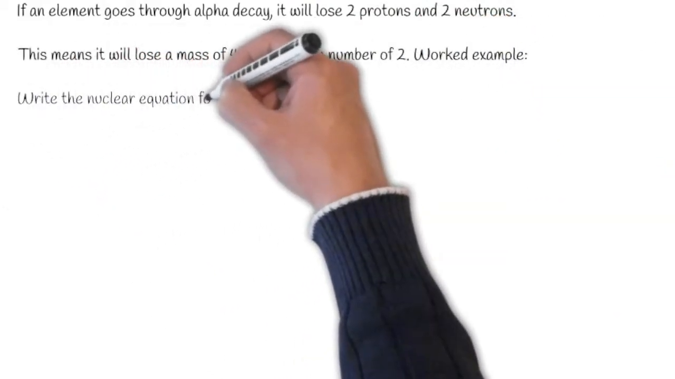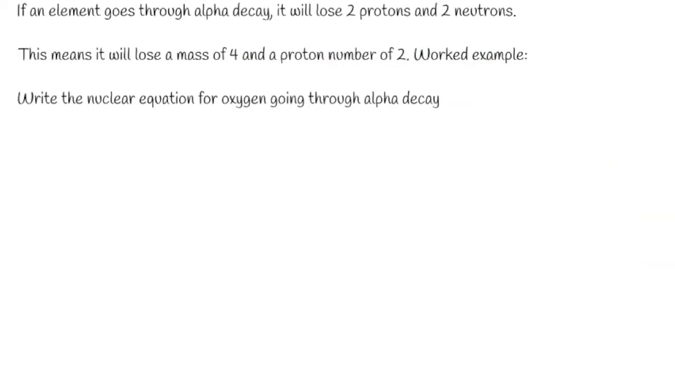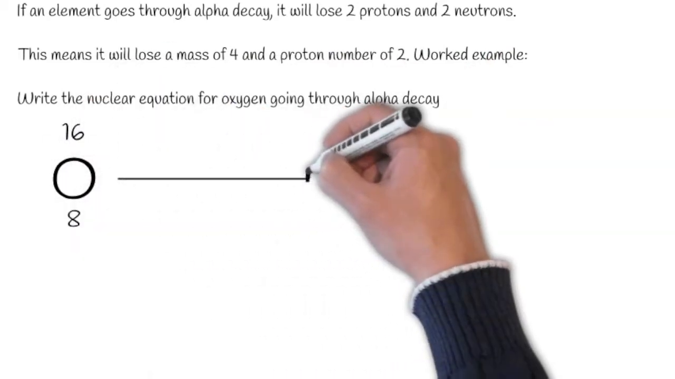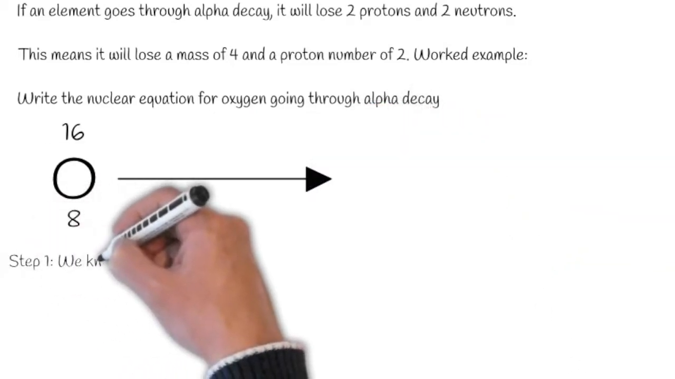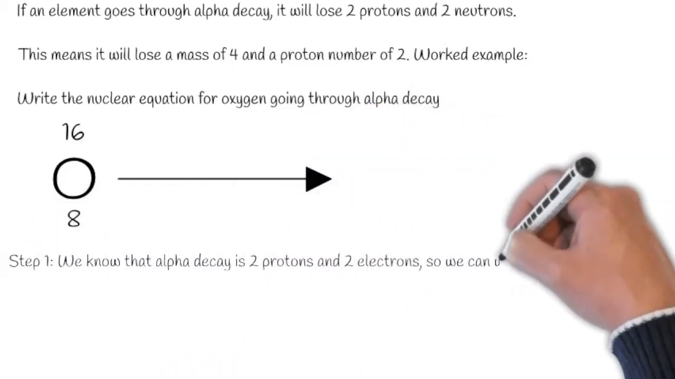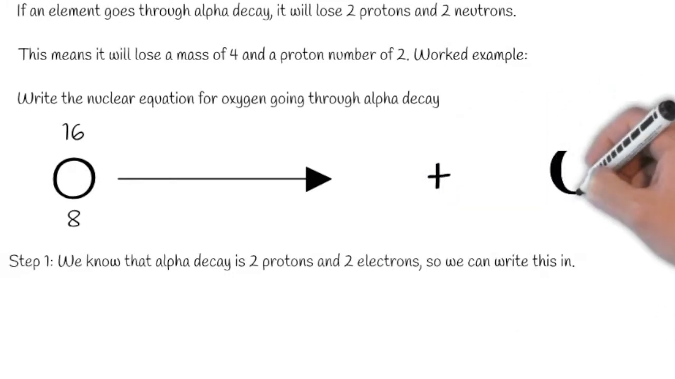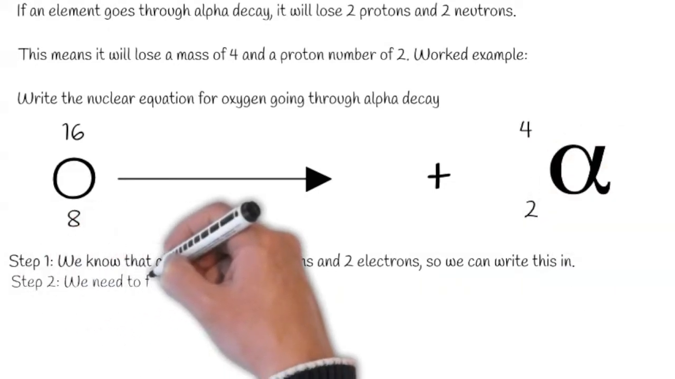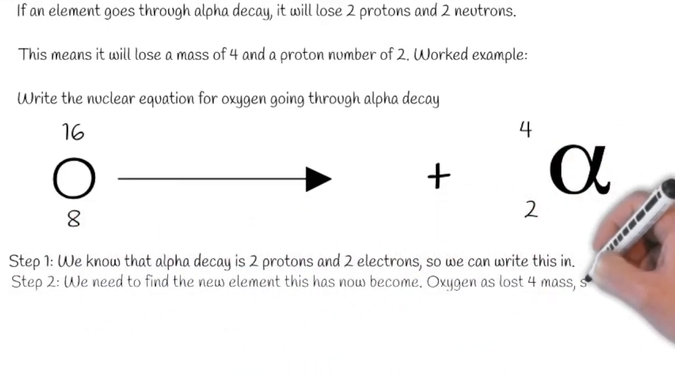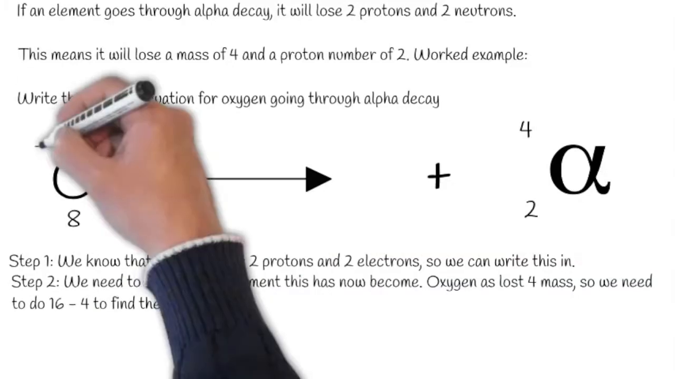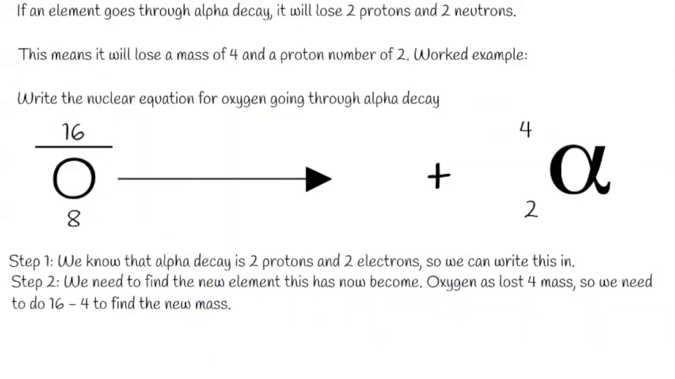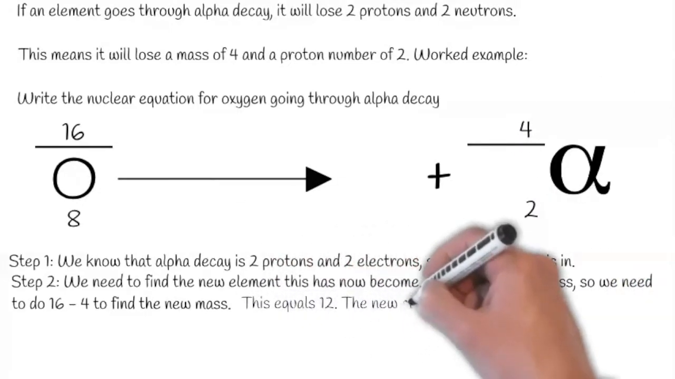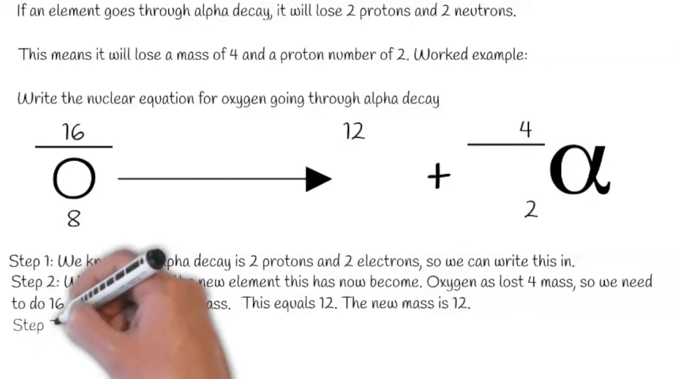Let's go through a worked example. Write the nuclear equation for oxygen going through alpha decay. Step 1. We know that alpha decay is 2 protons and 2 neutrons, so we can write this in. Step 2. We need to find the new element this has now become. Oxygen has lost a mass of 4, so we can do 16 minus 4 to find the new mass. This equals 12. The new mass is 12.